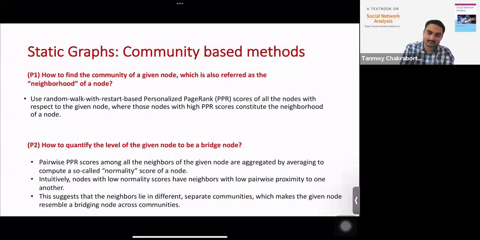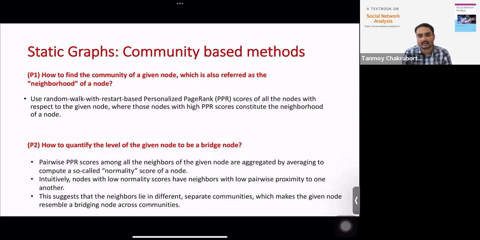So they came up with a very simple approach. Think of it: let's assume that the graph has some community structure. It's not a random graph. It has a community structure, but you do not know the community structure at all, of course.